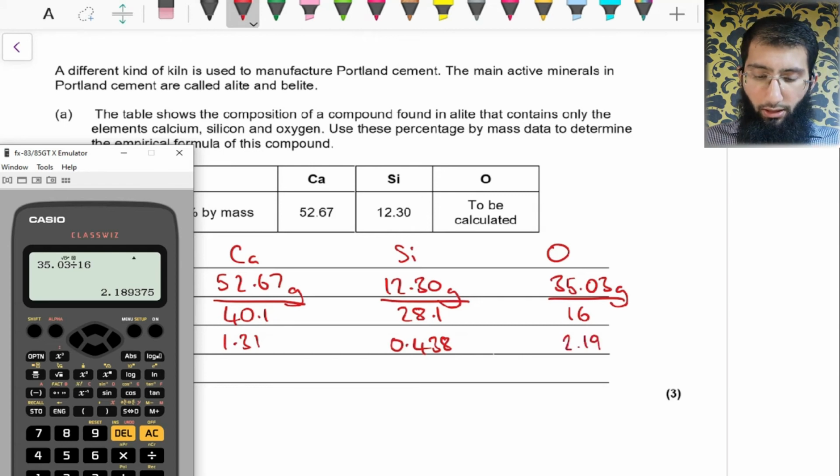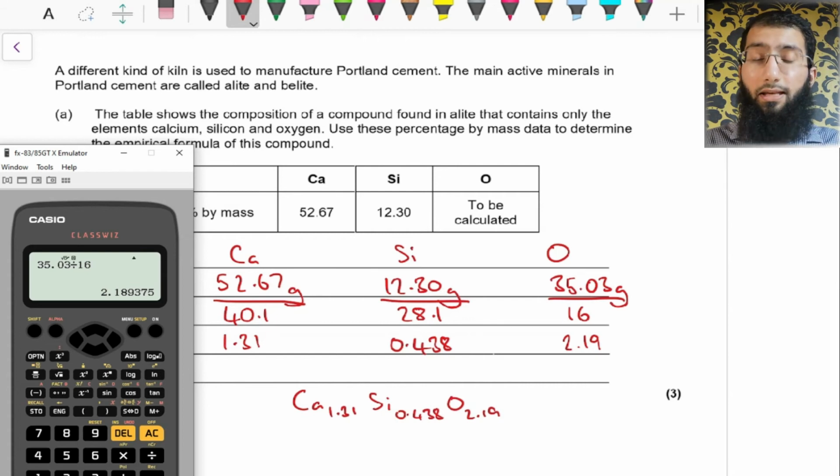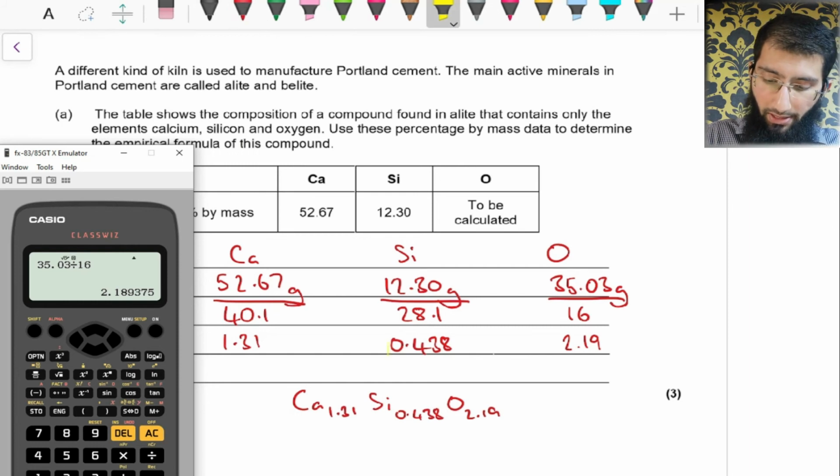The problem is, we can't just say the empirical formula is going to be Ca 1.31, Si 0.438, and O 2.19, because this isn't the empirical formula. Remember, empirical formula is the simplest whole number ratio of atoms. So we need to work out what the simplest whole number ratio of atoms is. How can we do this? Well, we're going to divide the values of these moles by the lowest value of moles that we just calculated, the lowest number being that.